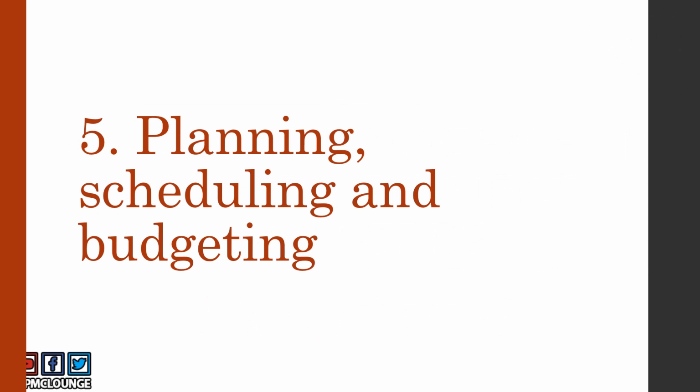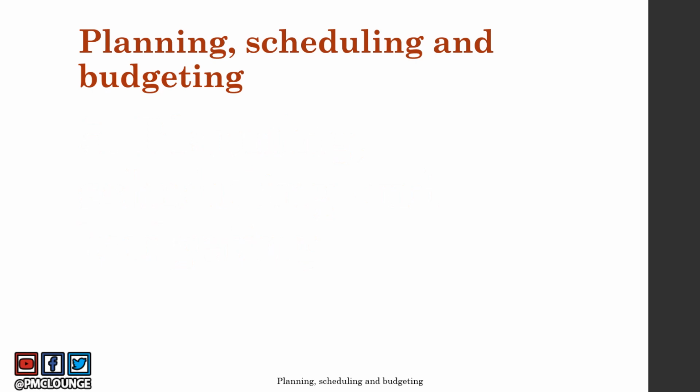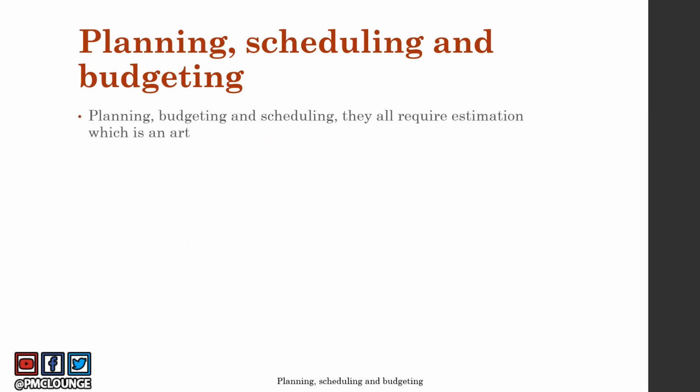So, chapter 5 is all about planning, scheduling, and budgeting. As you can see, we have a lot of ground to cover in this chapter. So, without further ado, let's get started. To begin with, these three, planning, scheduling, and budgeting, they all require estimation.